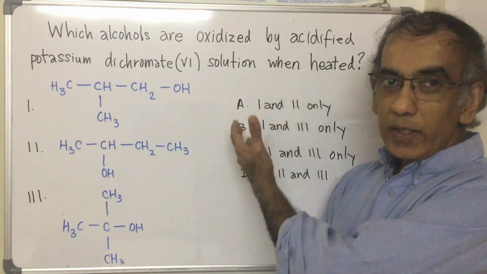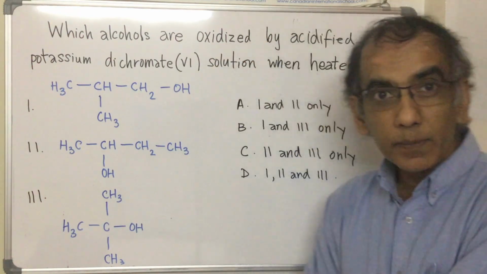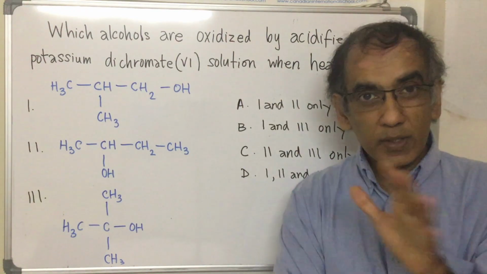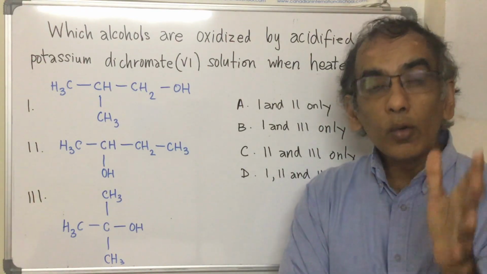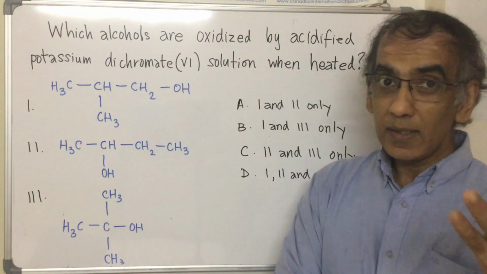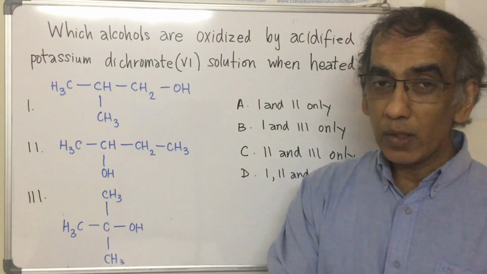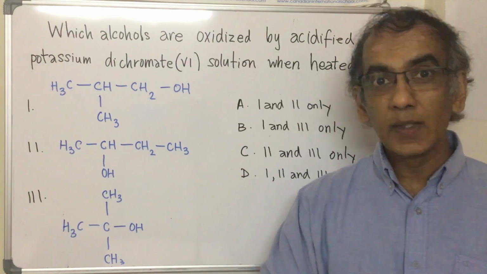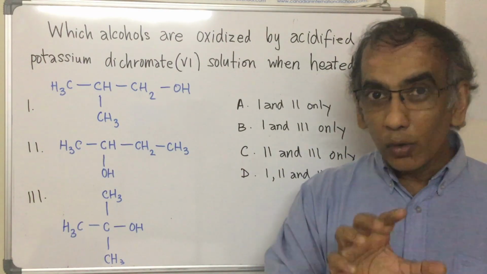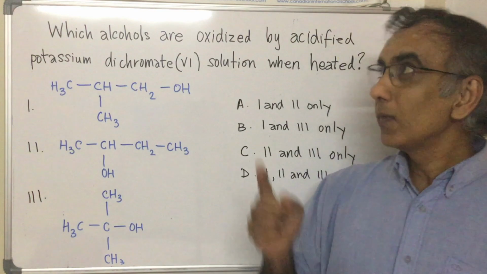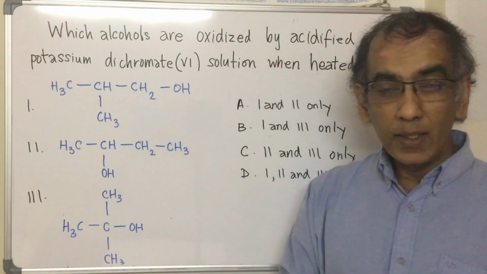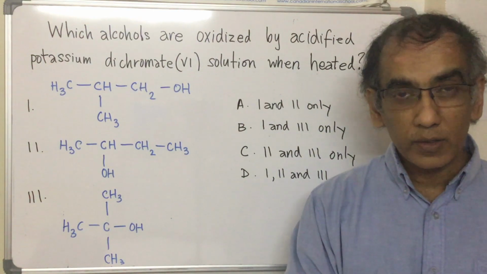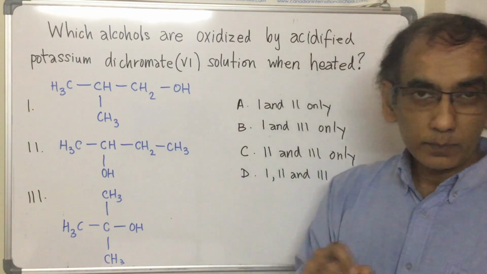So when you treat these three alcohols here with an oxidizing agent, which is acidified potassium dichromate, only primary alcohols and secondary alcohols will be oxidized. Tertiary alcohols cannot be oxidized. If you want to go back over the classification of alcohols, click on this card above. And if you want to learn more about the oxidation of alcohols, click on this one.